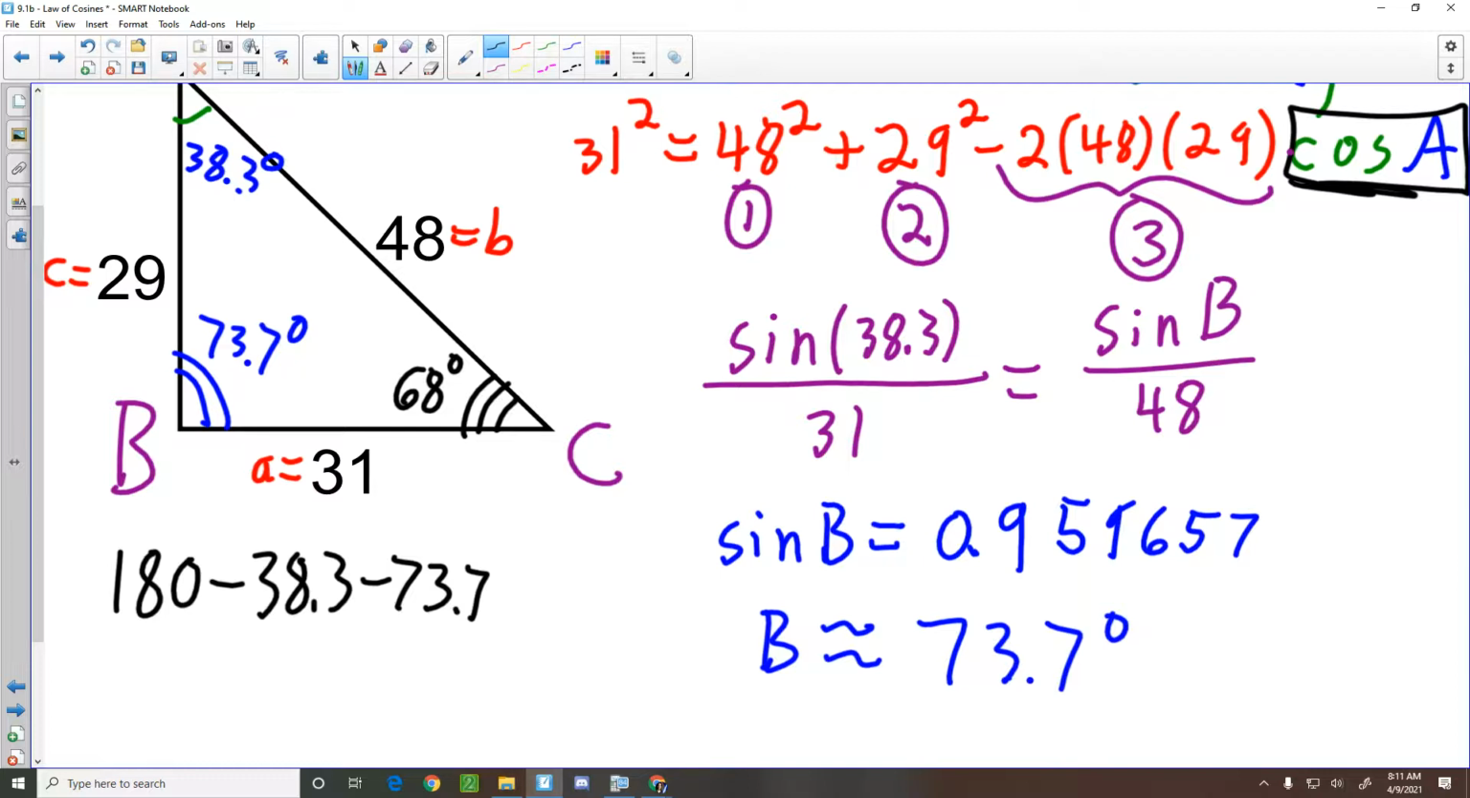Just crazy to think of. You can be given any three random side lengths of a triangle, and you can find all the angles now. Look how powerful this math is. Can't wait till some of you become city planners or engineers, and you're going to have to use this stuff.